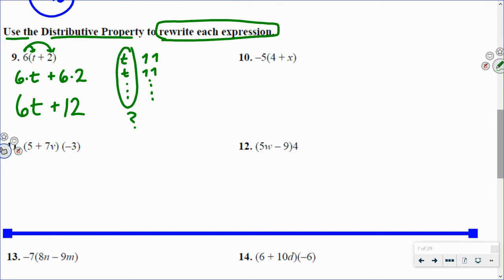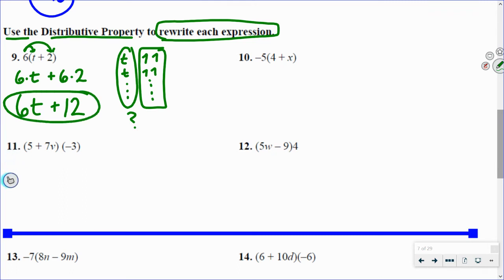which is a mystery. We don't know how much money is in those envelopes. But we do know this is $12, so that is as simple as it gets. But at least we've simplified it. No more grouping symbols. Let's carry along to number 11.